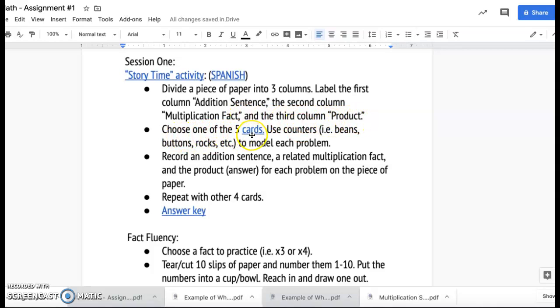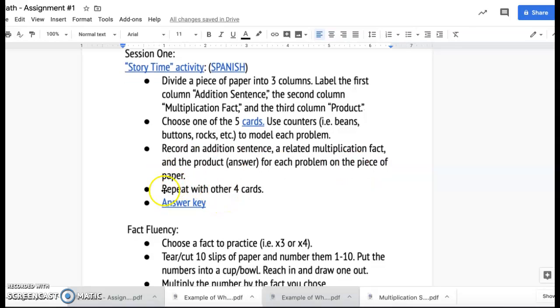Choose one of the 5 cards, and I'm going to show you those cards in just a second. Use counters, beans, buttons, rocks, etc. to model each problem. Record an addition sentence, a related multiplication fact, and the product, which is your answer to a multiplication problem, for each problem on the piece of paper. Repeat with the other 4 cards, okay? And I did not include the answer key in this. So let me show you real quick.